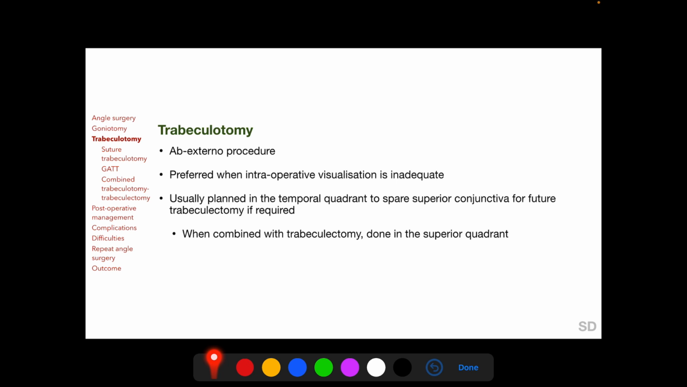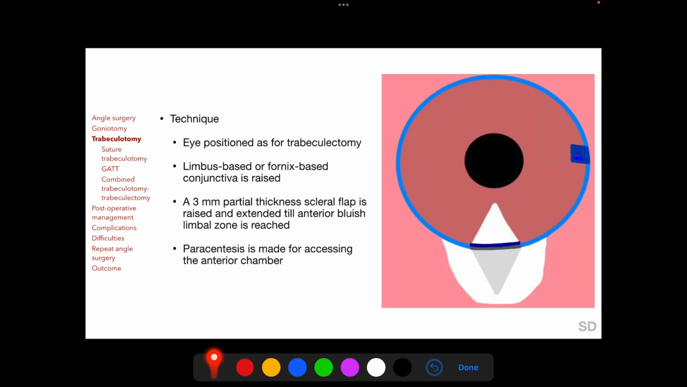Unlike goniotomy, which is an ab interno procedure, trabeculotomy is an ab externo procedure in the sense that the angle is approached from outside the eye, and trabeculotomy is the preferred procedure for pediatric glaucoma when intraoperative visualization is inadequate because of associated corneal haze. Trabeculotomy is usually planned in the temporal quadrant to spare the superior conjunctiva for future trabeculectomy if it becomes necessary. But when trabeculotomy is combined with trabeculectomy, the procedure is done in the superior quadrant. We'll first discuss the steps with diagrams before we see a surgical video.